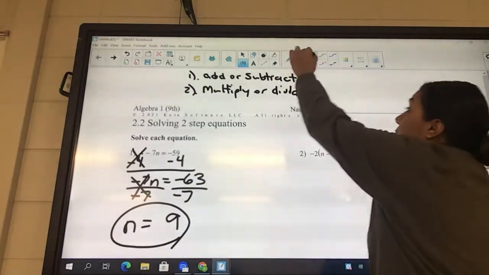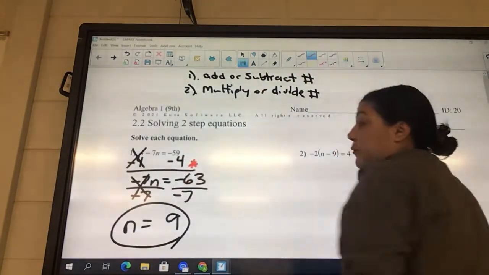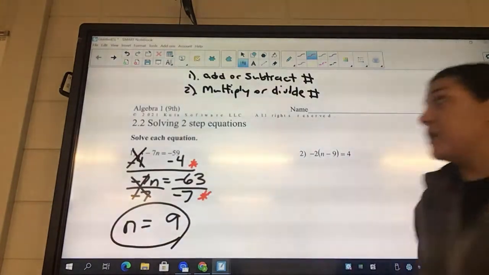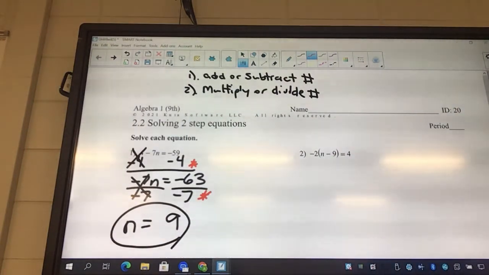There are two steps here. The first step is that subtraction of 4. Our second step is that division of 7. They're two-step equations.